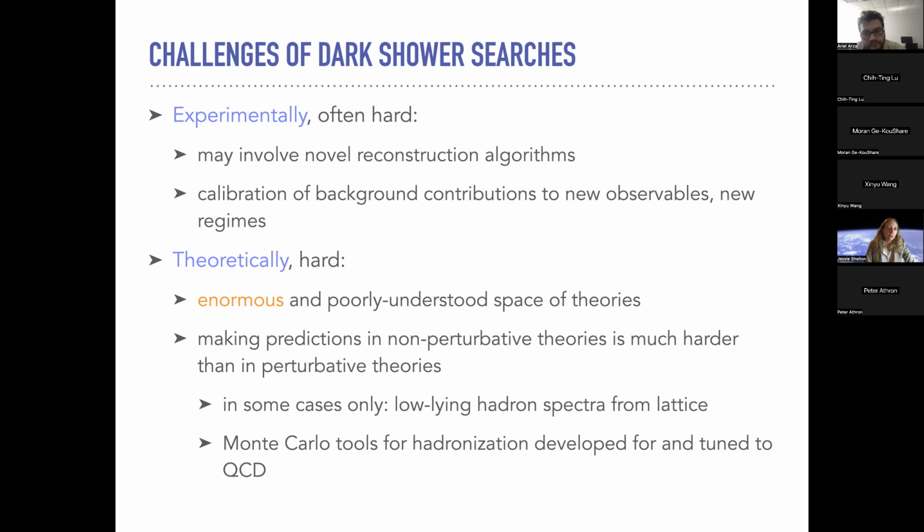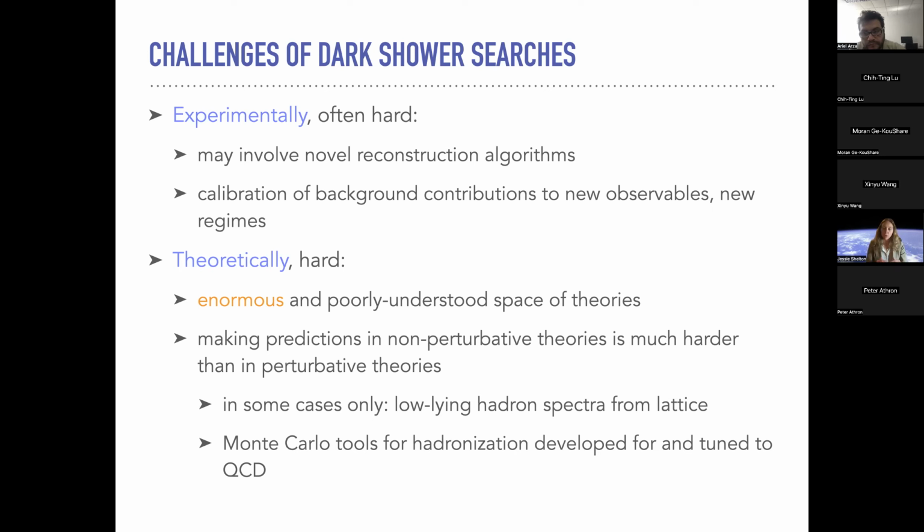So this is an enormous and very poorly understood space of theories to start with. And to state the obvious, it is much harder to make concrete predictions for non-perturbative theories than it is for perturbative theories. These calculations are hard. In some cases, we have some concrete data that can help us make at least partly reliable predictions.